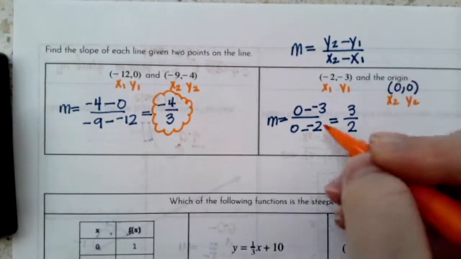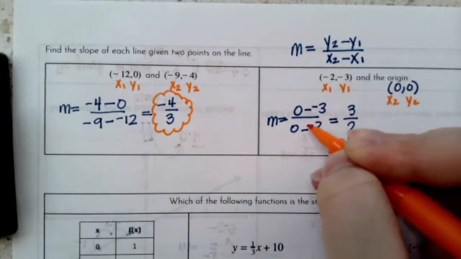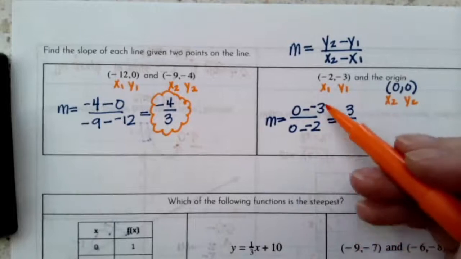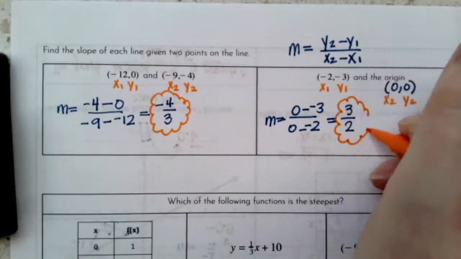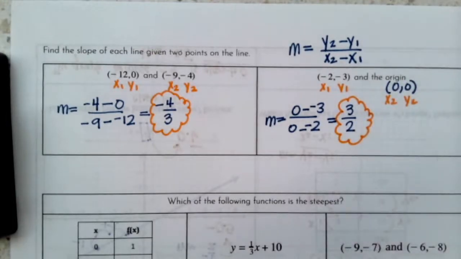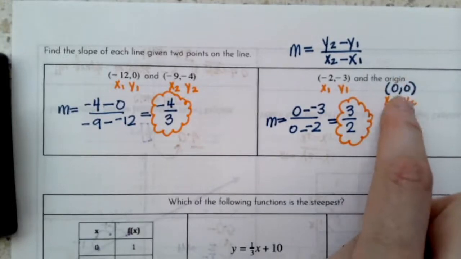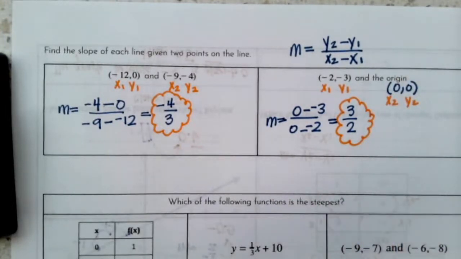And so when you have zeros, you're just going to have to be really careful with the negatives and then make sure that you simplify your final answer. So 3 over 2 is our final answer. 3 and 2 are not divisible by the same number. You will have to make sure you know that the word origin means the point 0, 0, so you can use the slope formula for that one.